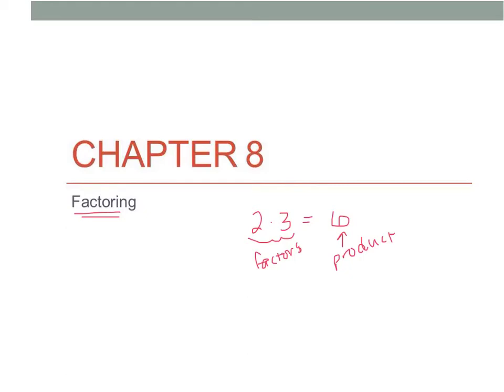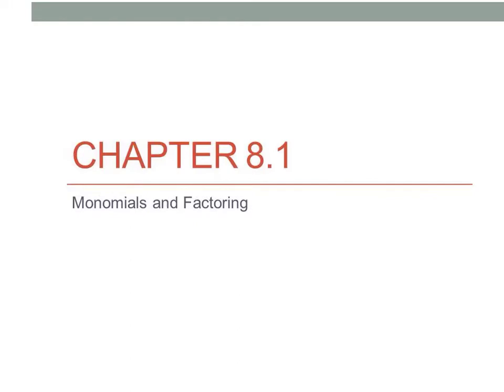Now, the ones we are going to do, there's only one option, so it can't be like 2 and 3 and 1 and 6. So hang on, we're doing it with a variable. So we're going to start today with 8.1, which is monomials and factoring. So one terms, and we're going to factor them.